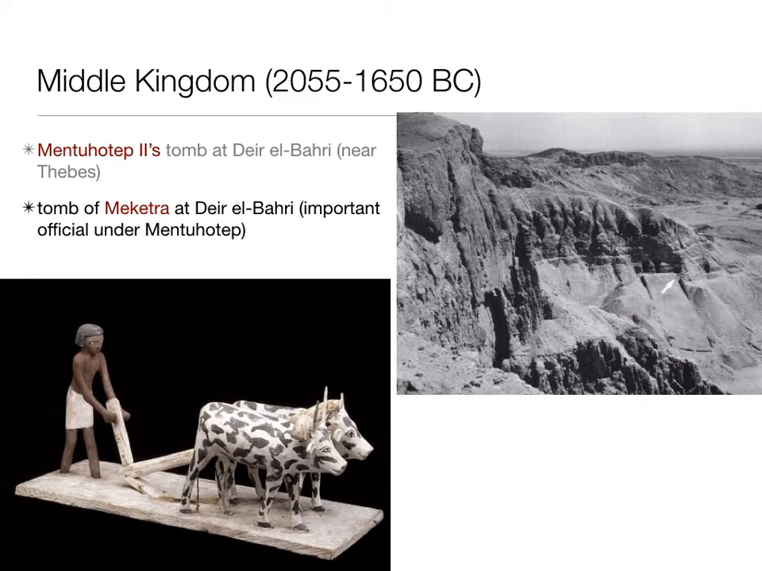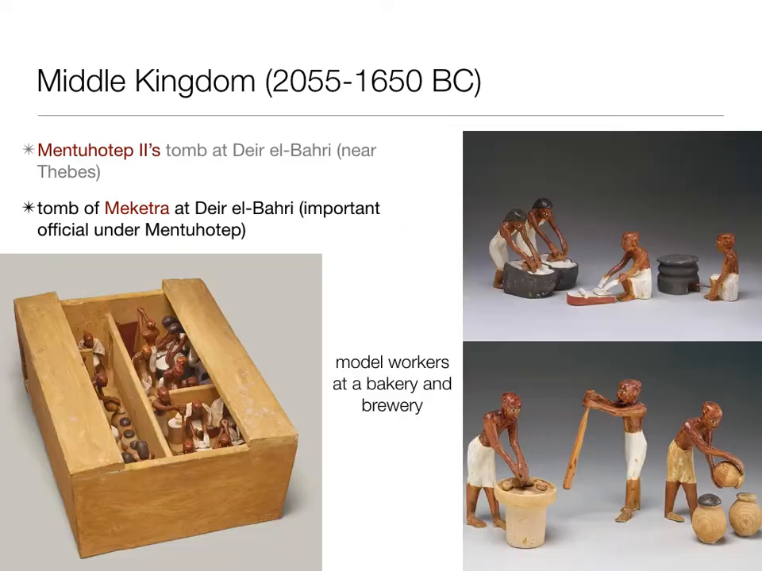So here's one model of somebody hoeing the ground. Again, we can see their dress, their hairstyle, what the animals look like, the technology and so forth. That's pretty useful.